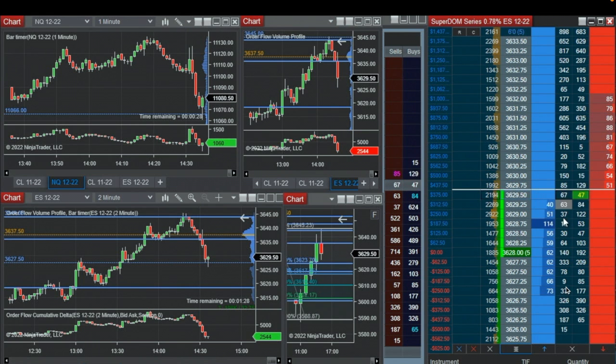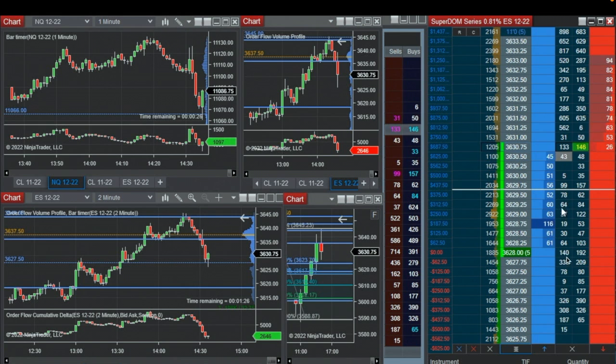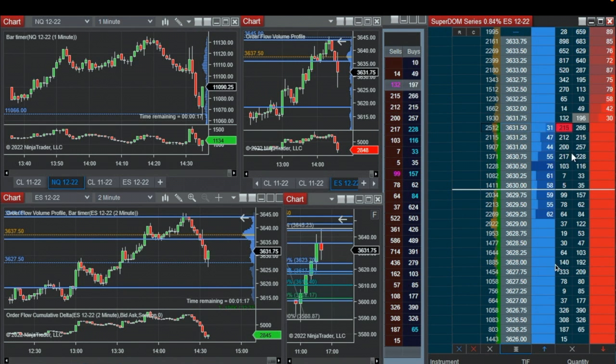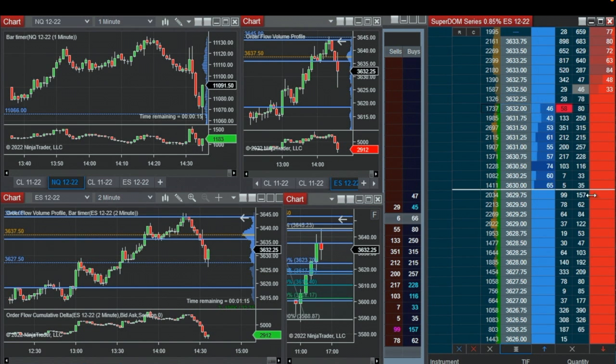And away it goes. Very volatile. The market moves aggressively, and now when it slows down, that's when I think about getting out. Okay, so we're starting to see a bit of absorption up here, and I get out. So that's an example of the power of order flow trading on the ladder.